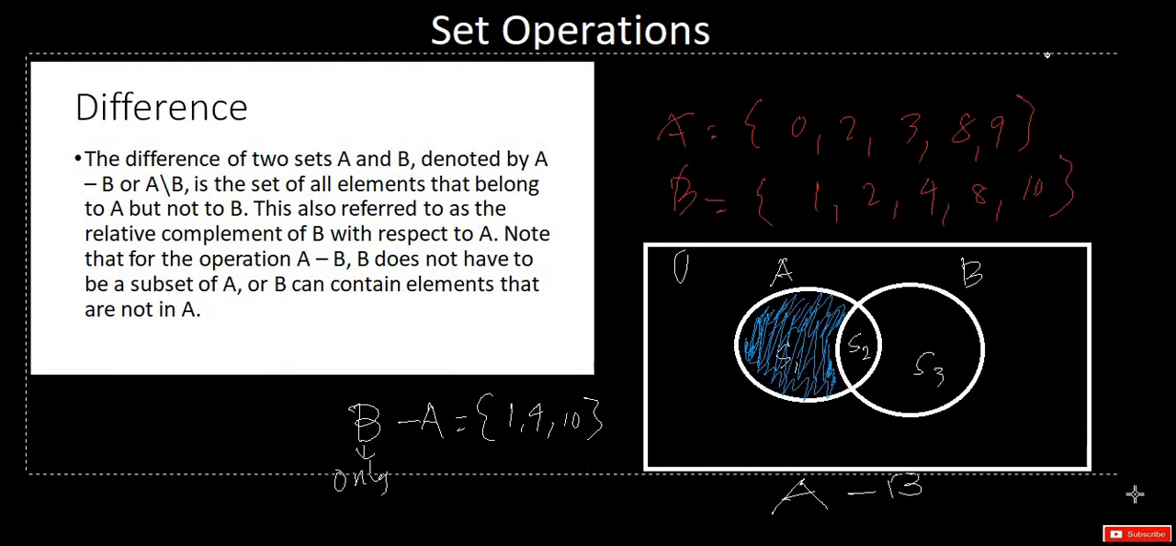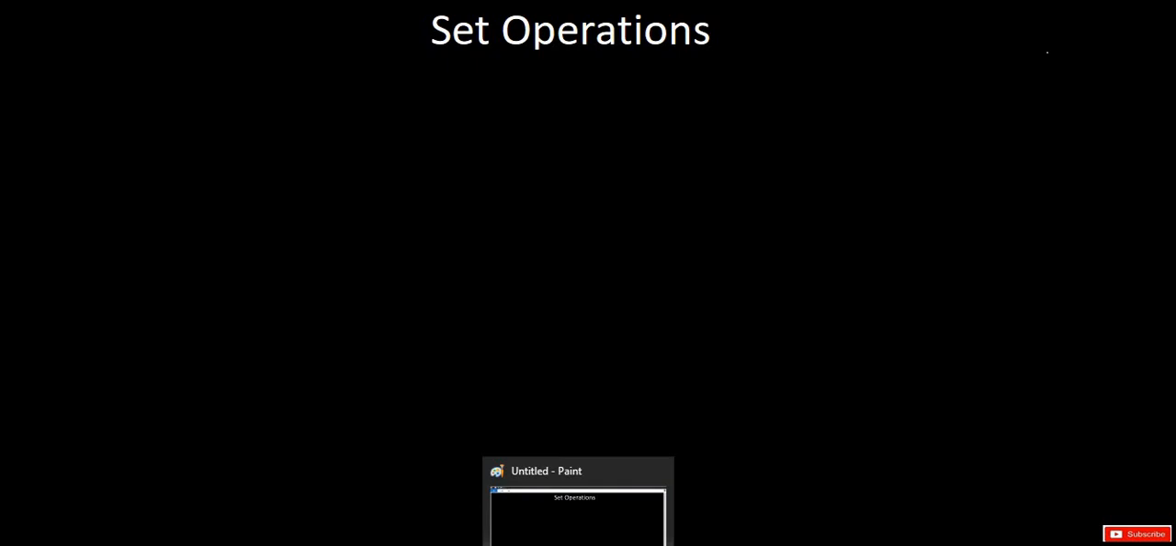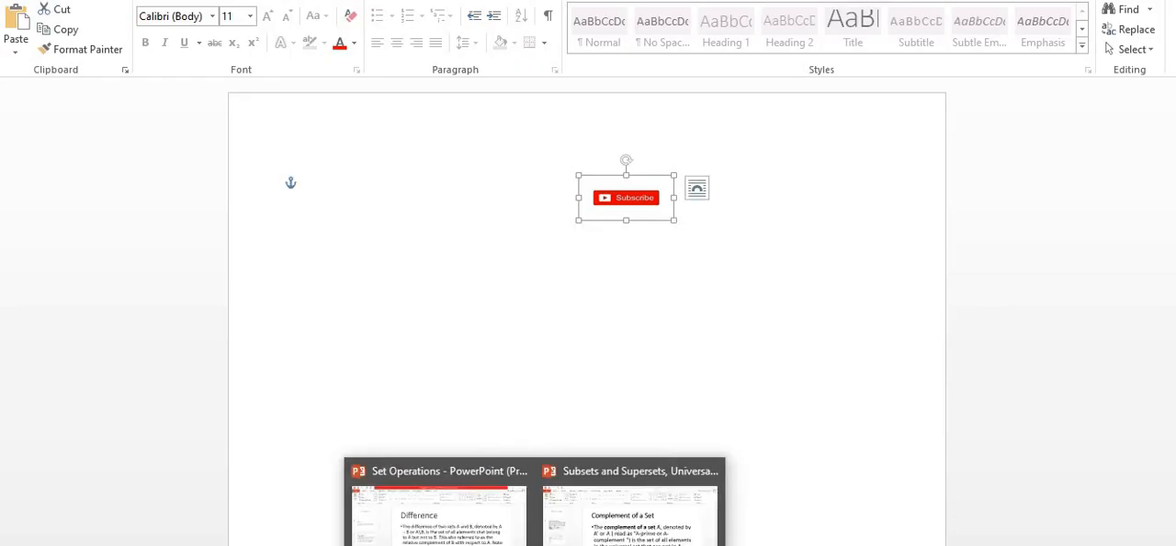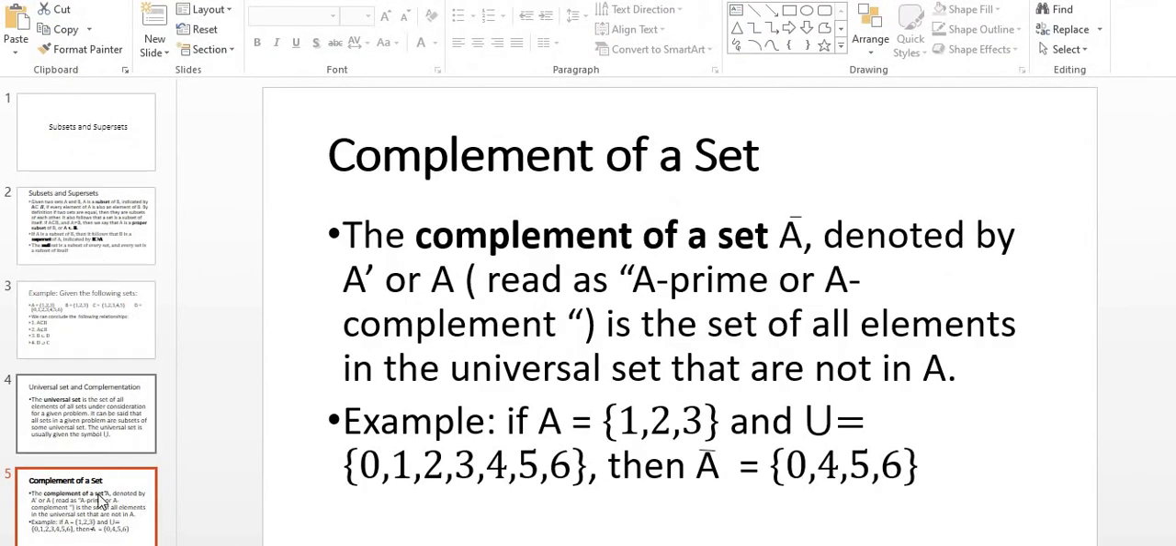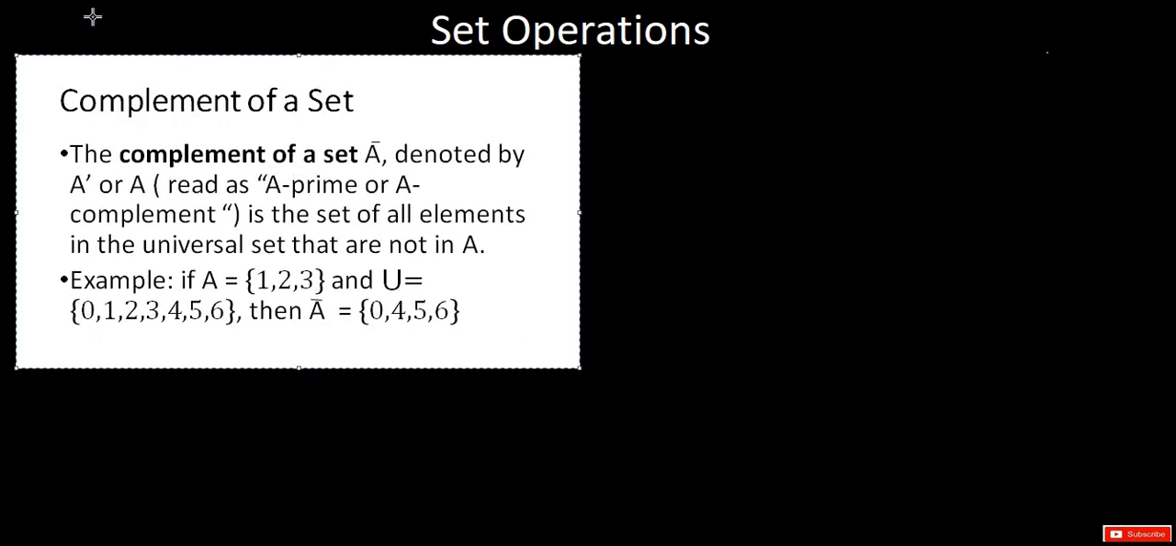Let's erase everything here. Okay, the next operation is complement of a set. The complement of a set A, denoted by A prime or A bar or simply A to the C or A complement, read as A prime or A complement, is the set of all elements in the universal set that are not in A.